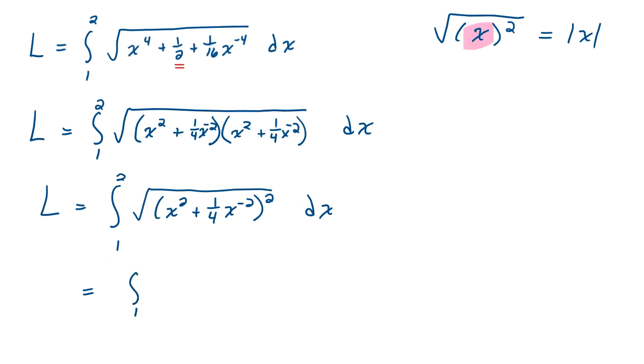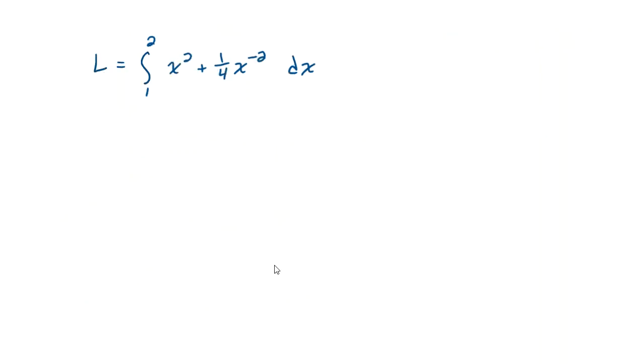Keep in mind, we still haven't even taken the integral yet of x squared plus 1/4 x to the negative 2 dx, right? So what we did there was we canceled out the square root with this squared, or they undid each other. Okay, great. We are finally ready to take the integral. Let's do it. I'm going to go through this part kind of fast. Maybe you even want to pause the video and try it yourself and see if you get the right answer.